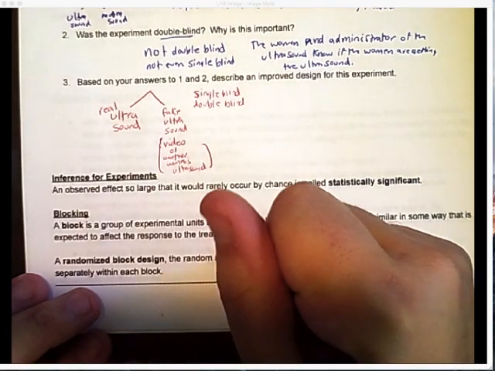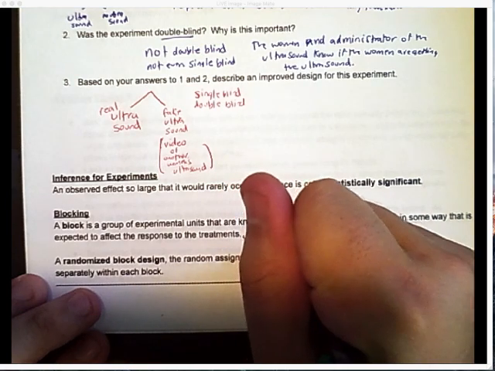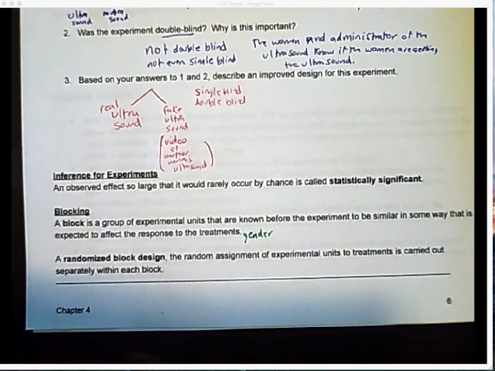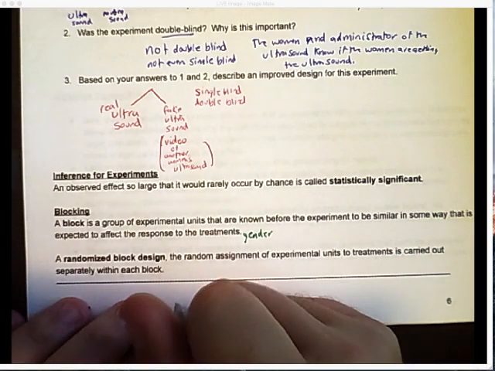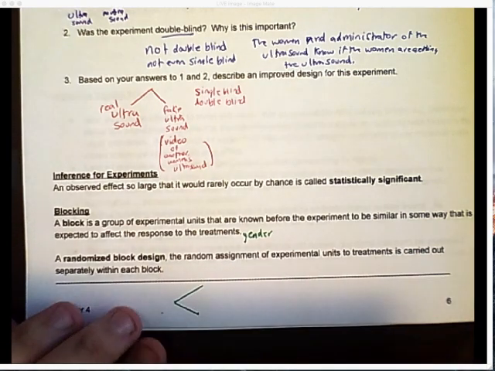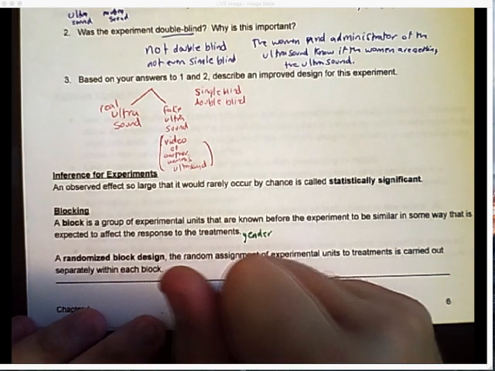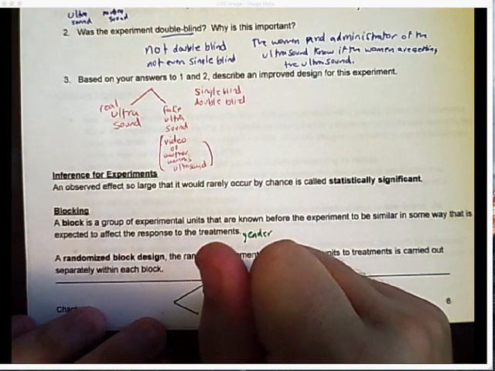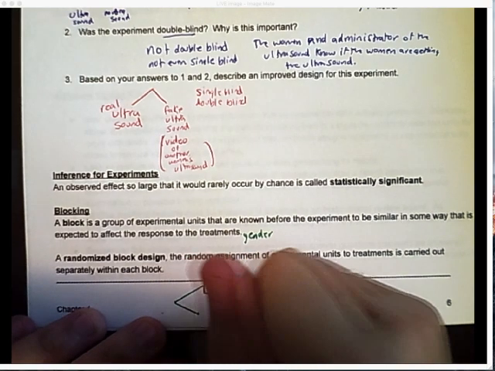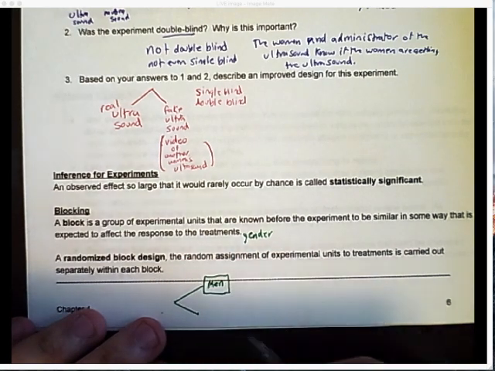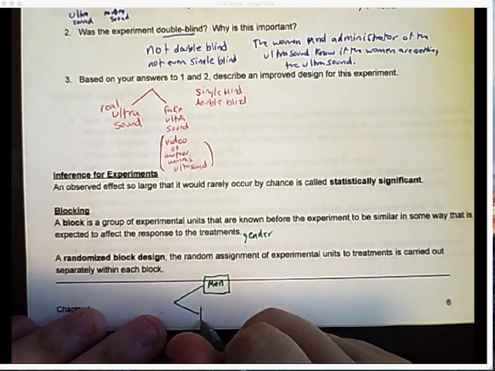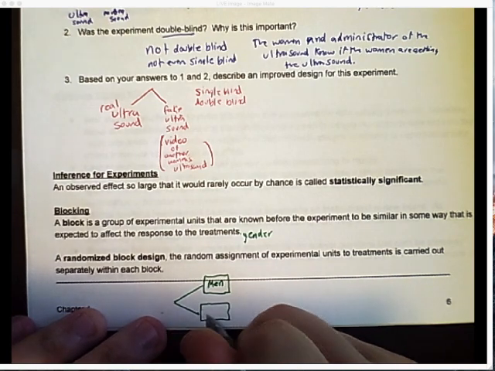The most clear example of blocking would be blocking by gender. And then a randomized block design, the random assignment of experimental units to treatments, is carried out separately within each block. So what do I mean by that? Let me do an example. Say you have some new drug for cholesterol, but you think that the drug is going to affect men and women differently. So before you start randomly assigning people to get the drug or not, you can block by gender.